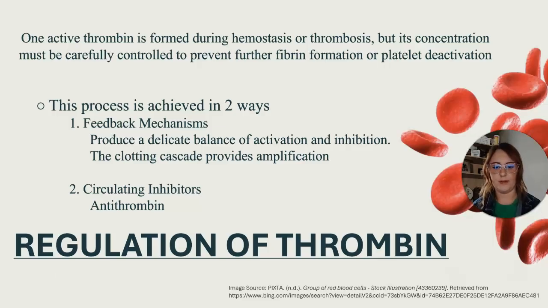Once active thrombin is formed during hemostasis or thrombosis, its concentration must be carefully controlled to prevent further fibrin formation or platelet activation. We see this process happen in 2 different ways, the first of which is feedback mechanisms. Here we see a delicate balance of activation and inhibition, and the clotting cascade provides amplification. The second way is circulating inhibitors such as antithrombin.